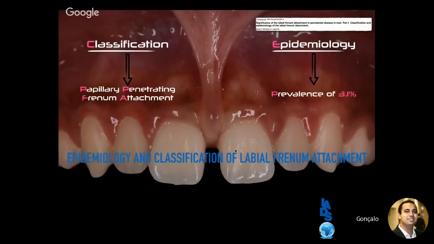In terms of the classification of this frenum, it's one of the pathologic types of frenum. It's a papillary penetrating frenum, with an extremely low prevalence. The papillary penetrating is the least prevalent, with a prevalence of 3% in the general population.